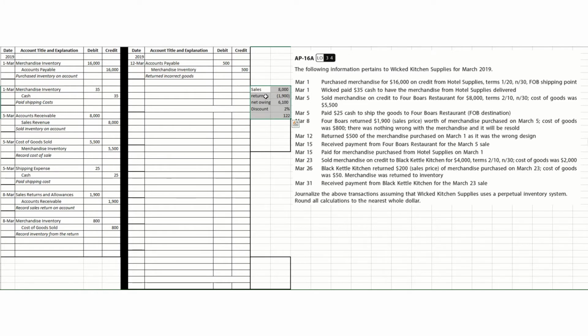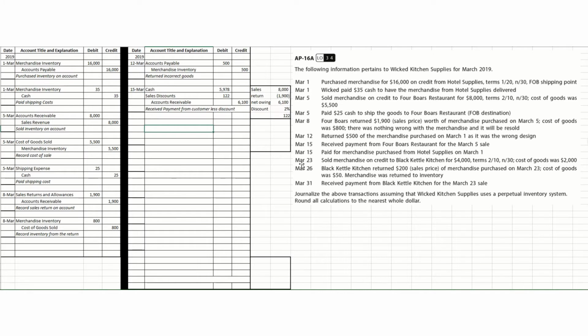In order to do so, we need to identify the fact that they purchased $8,000. They returned $1,900. So their net amount owing to us is $6,100. With a 2% discount, that will calculate an amount of $122 that they will not pay. So in this situation, the cash we're getting is $122 less than the AR. So we need to clean out the AR for this customer of $6,100, so a credit to AR. The cash is less the discount of $122, resulting in a debit to cash for $5,978.